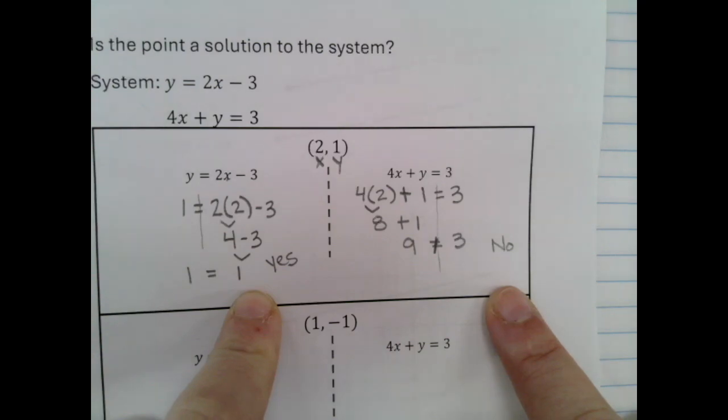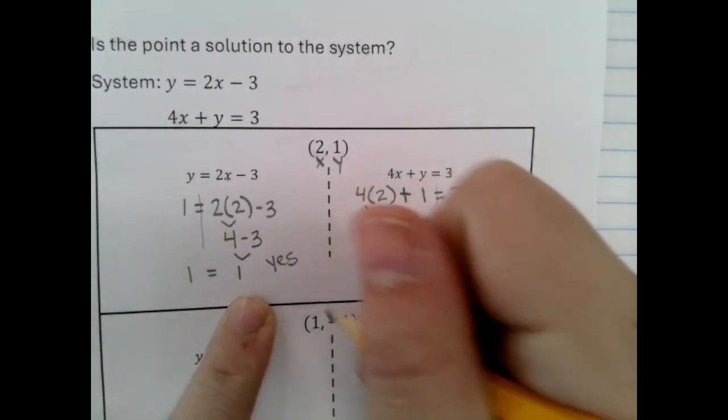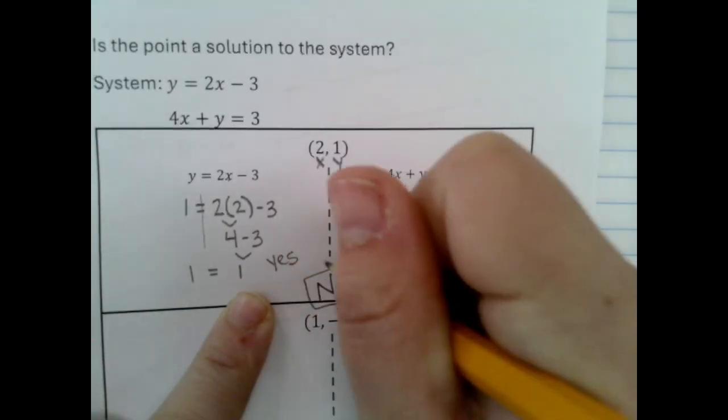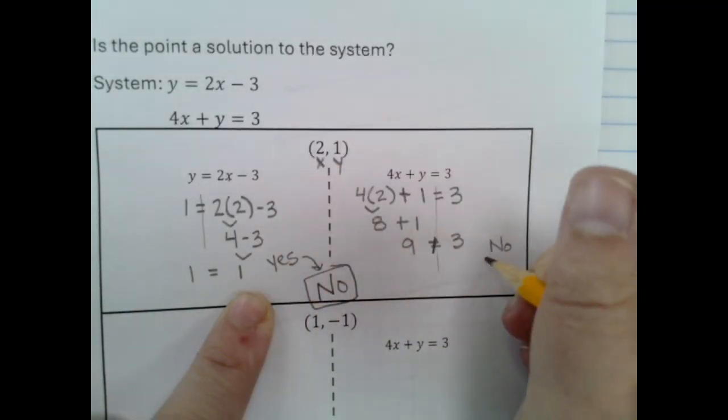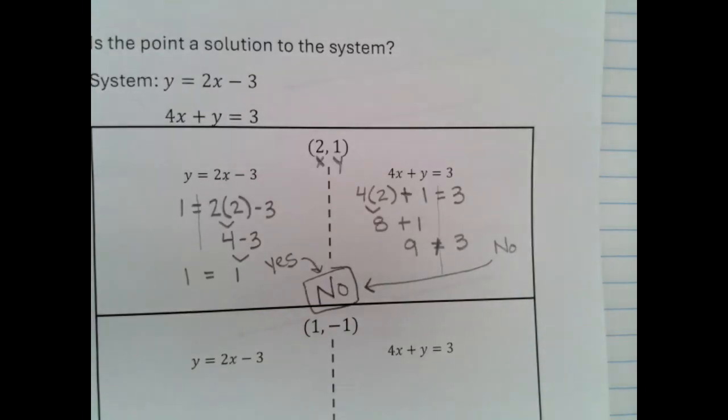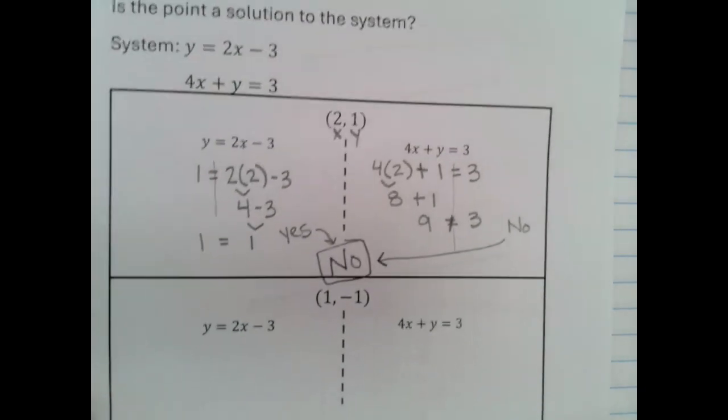It works for both? No. So overall, is this a solution? No. When I have a yes and a no together, overall that would be a no. In order for it to work, it has to be a yes for both. All right, let's try the next one.